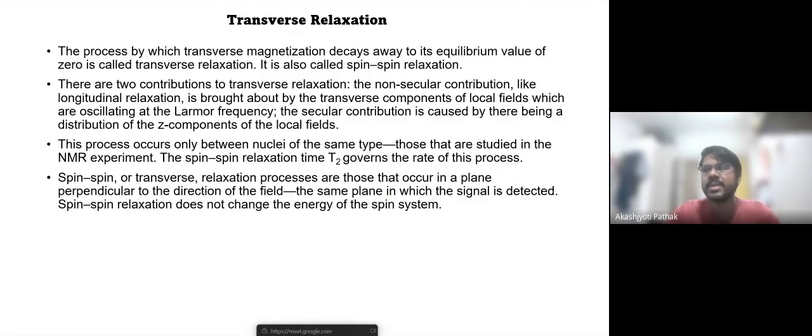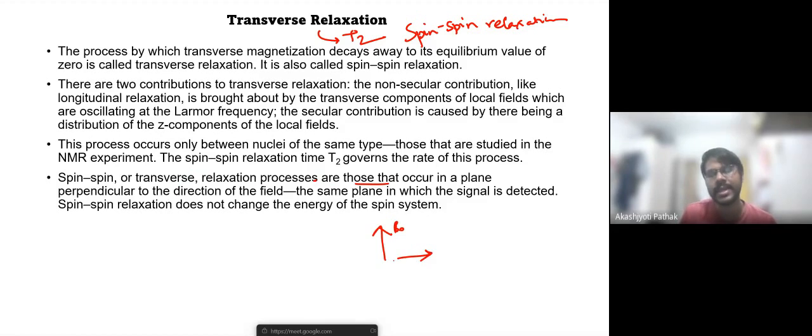Transverse relaxation means the spin relaxation, and it is given by the term T2. Spin or transverse relaxation processes are those that occur in the plane perpendicular to the direction of the field. So this is your direction of the field, and if the relaxation is happening in a direction which is perpendicular to the direction of the field, then that is called the spin relaxation.